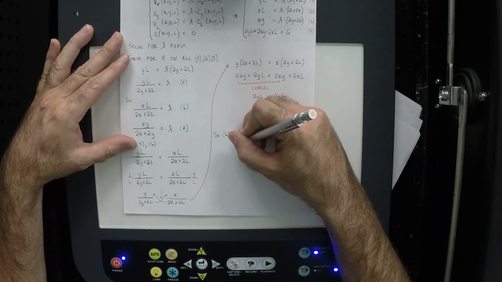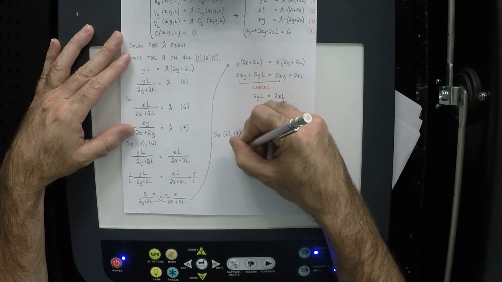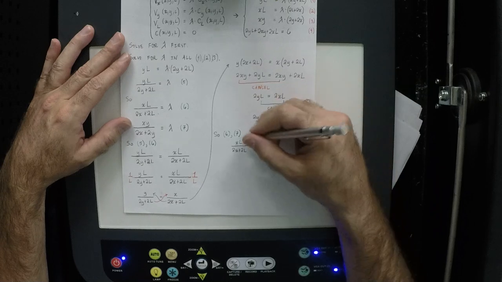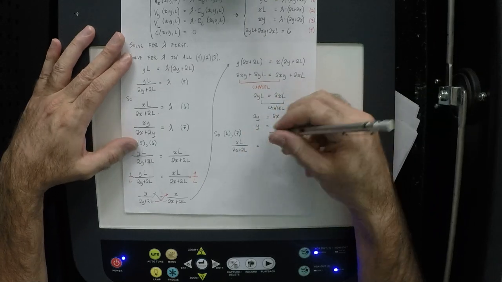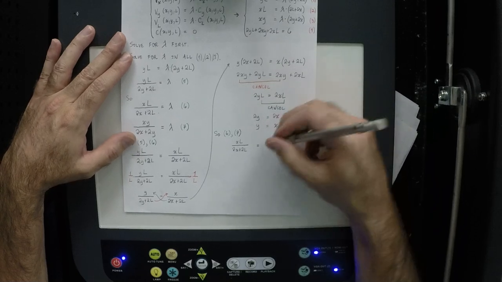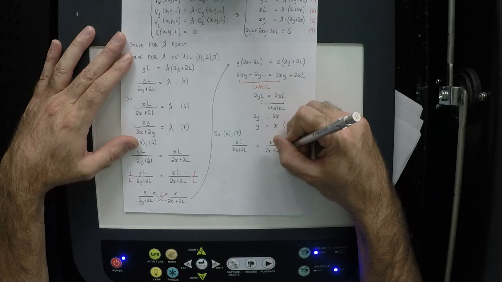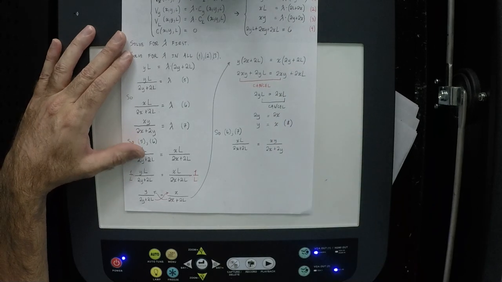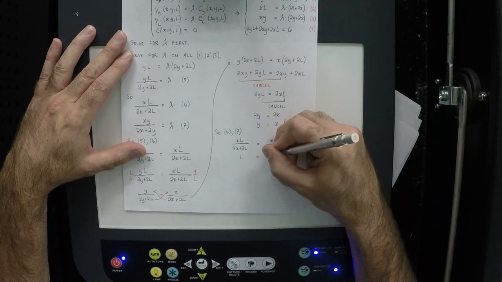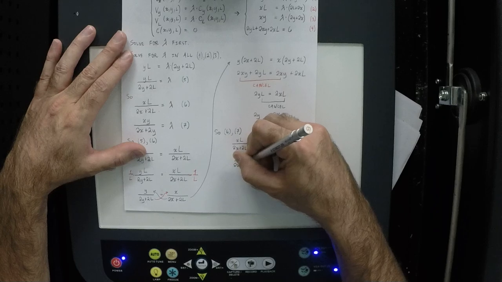Fine, so then xl over 2x plus 2l is equal to xy over 2x plus 2y. Okay, the x's cancel. So we get l over 2x plus 2l.